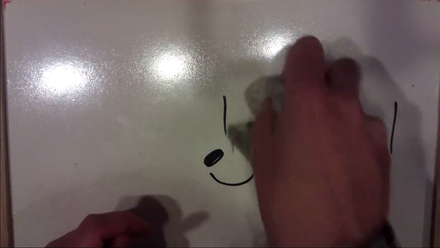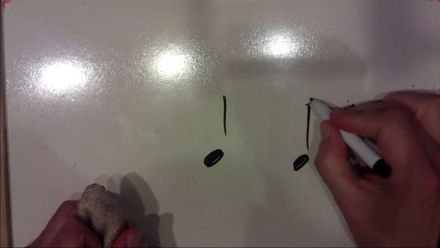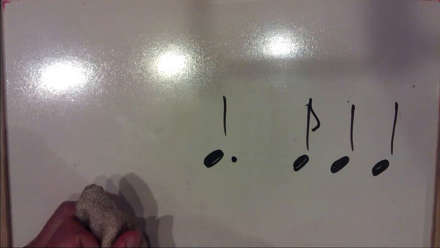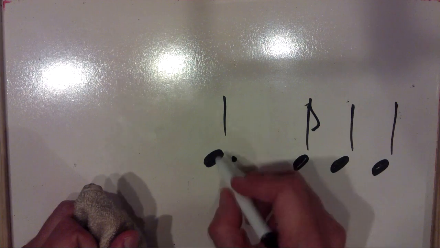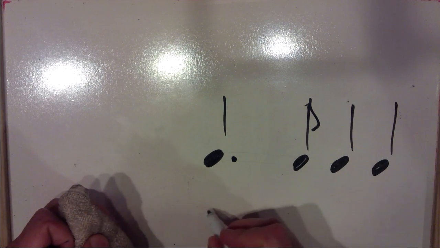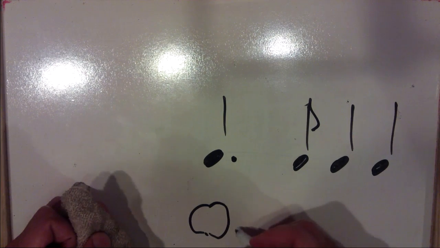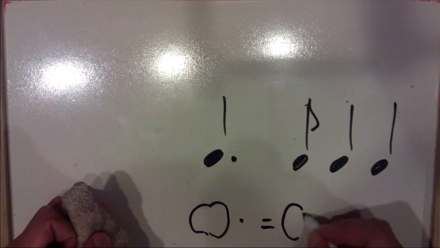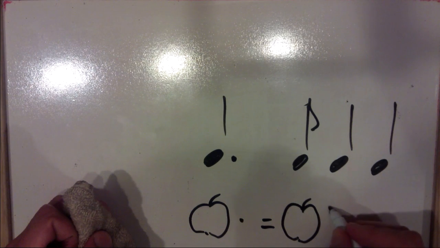For example, I take this away and the tie, I keep the eighth note here and I add a dot here. The dot adds half the value of this. For example, if I had an apple with a dot, it will be equal to an apple plus half an apple.